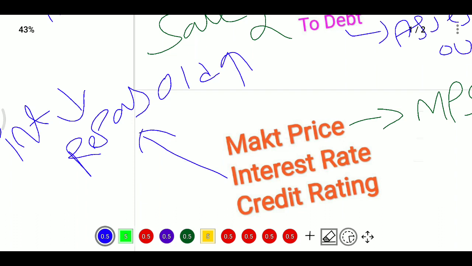Next, the opposite way: if interest rates are increasing, for example, last year 10%, now 12%, then the new bond price will increase.